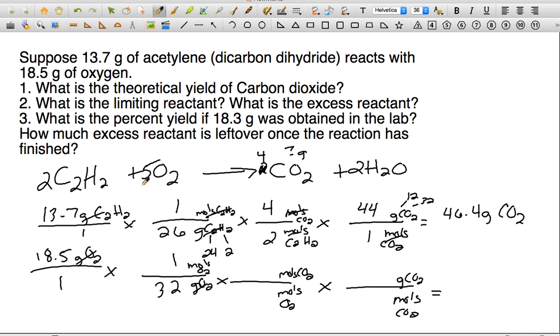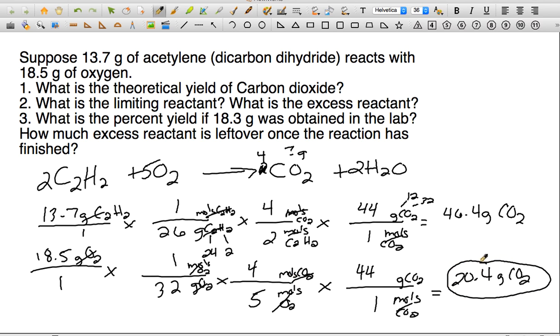So I have 5 moles of oxygen and 4 moles of carbon dioxide. So that fills in there. And we know that 1 mole has a mass of 44 grams of carbon dioxide. Multiply 18.5 times 4 times 44 divided by left parenthesis 32 times 5 right parenthesis, and hit equals, and you get 20.4 grams of CO2.